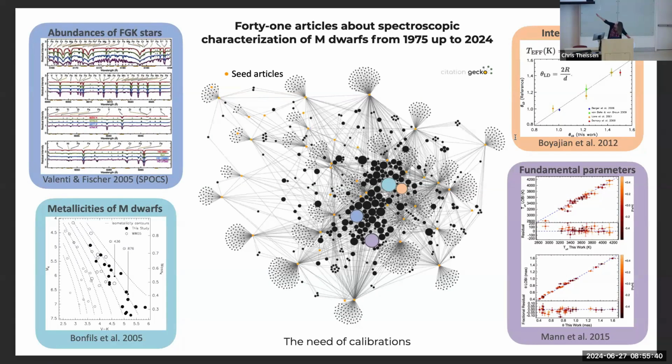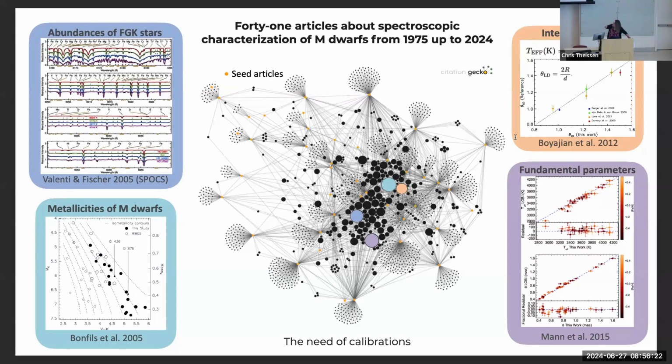And you can see right there at the top that one of the most important papers is about abundances of FGK stars. But this work, these were for M stars. So why is that important, right? And this is Valenti and Fischer 2005. This is the SPOCS catalog. And maybe for the very young students here, they have no idea what I'm talking about. But I was starting my PhD, and this paper was fundamental to get basically metallicities of M dwarfs, and you will see now why. The largest dot is about metallicities of M dwarfs, something that maybe was expected.